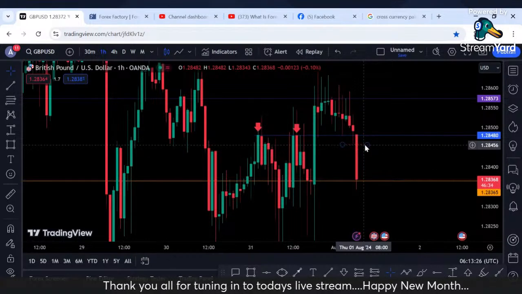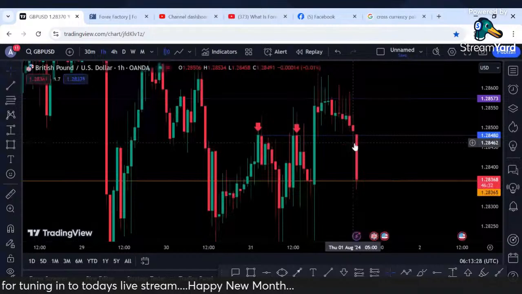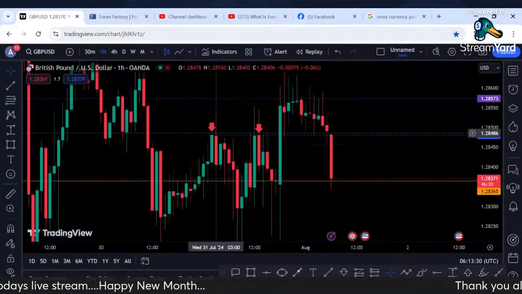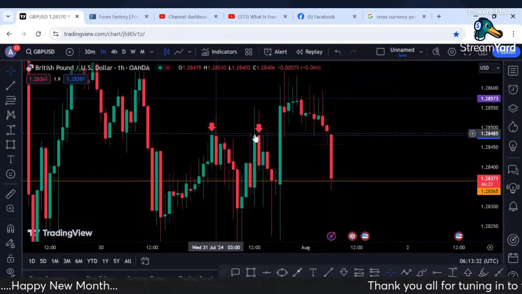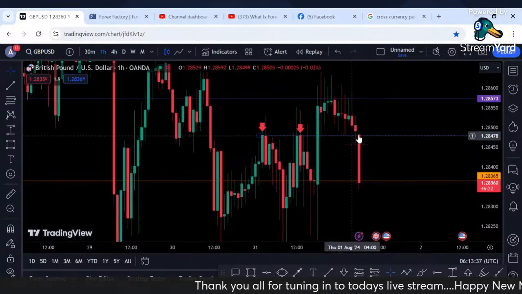But since this one didn't close as I was expecting, because this one is a key level, there was a key level over here. So it means what?